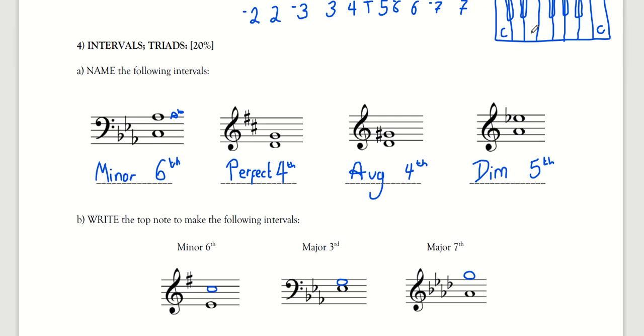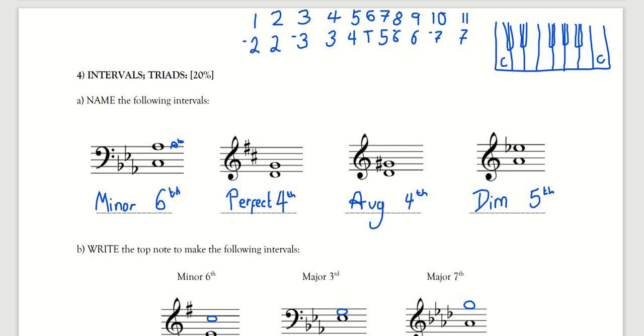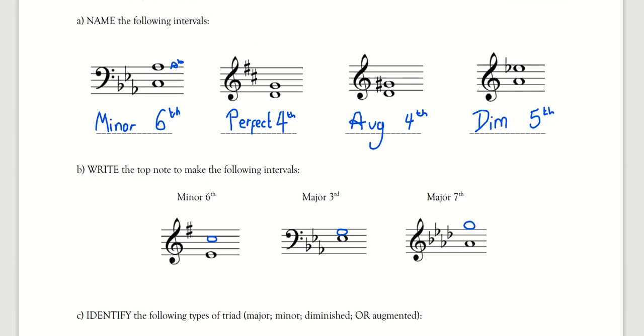Starting on the note E, we need to go up a minor sixth. So let's check our reference. If we want to go up 6, then that is going to be a minor 6, sorry, that is 8 semitones. So let's count that out. So 1, 2, 3, 4, 5, 6, 7, 8. So that is C natural. So we can leave that as it is because that is C natural down here.